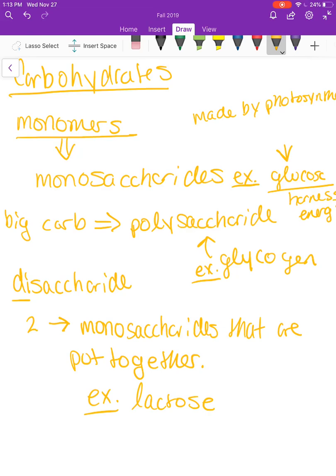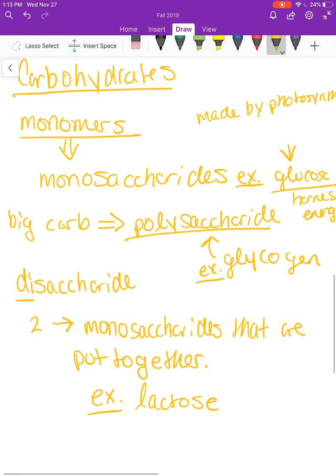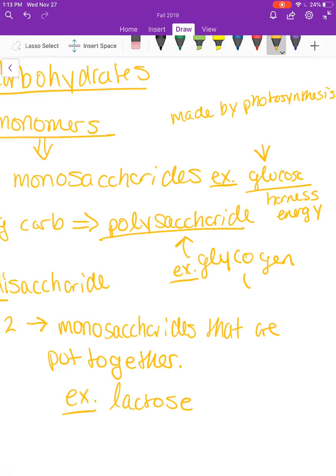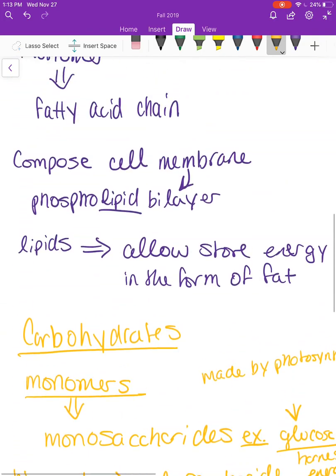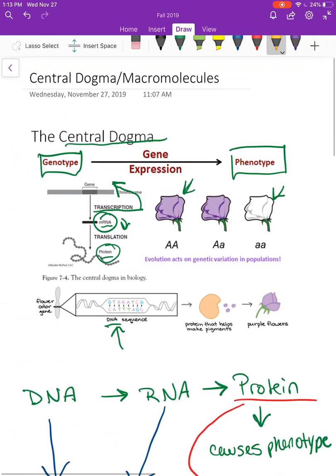So polysaccharides are typically used to store energy, but they don't store as much energy as lipids, so they're not as effective. They're still considered short-term energy, whereas your lipid fat is long-term energy. But yeah, so that is the central dogma and a macromolecule review.